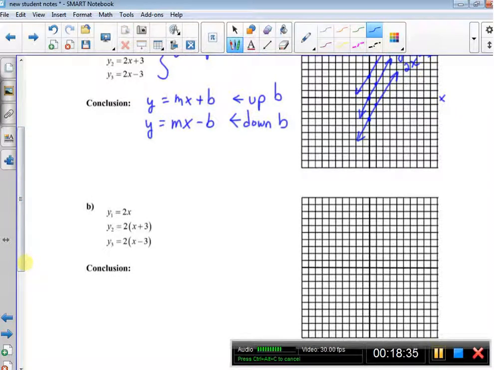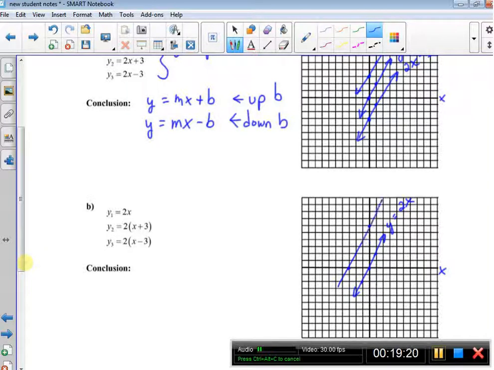All right, the next one is y equals 2 times x, 2 times x plus 3, 2 times x minus 3. If you graph those, then what happens with them is they appear to move. So here's y equals over 2 up 1. Here's y equals 2x. And if you graph y equals 2x plus 6, okay, it actually goes through the coordinate -3, 0.